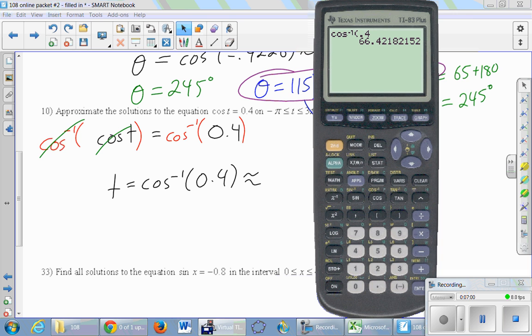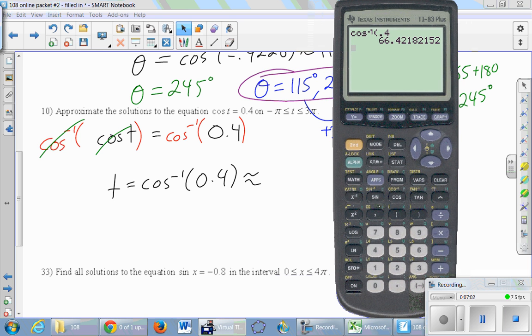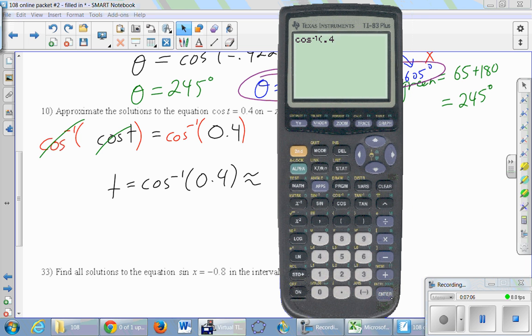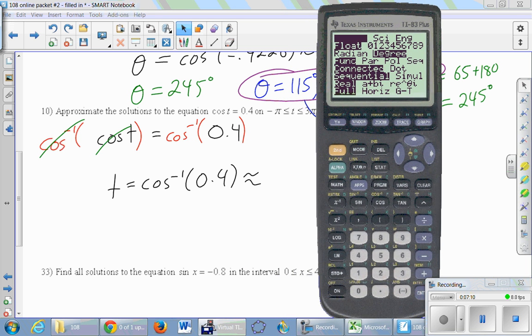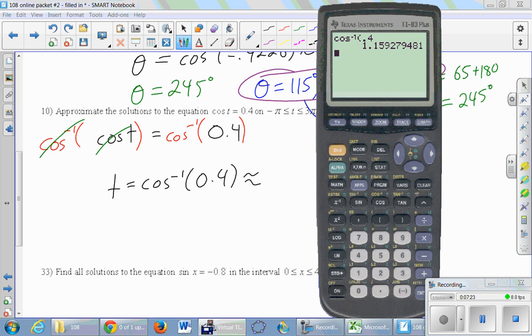Anytime I hit sine, cosine, or tangent, I immediately think about mode. And in this case, I'm in the wrong mode. This one says we're looking for answers that are between negative pi and 3 pi. Clearly, this is a radian problem. So we got 66 degrees before. That's not the right version of the angle. So about 1.16 is our answer. Okay, so now we've got to find the other fundamental answer. So that's one of them.